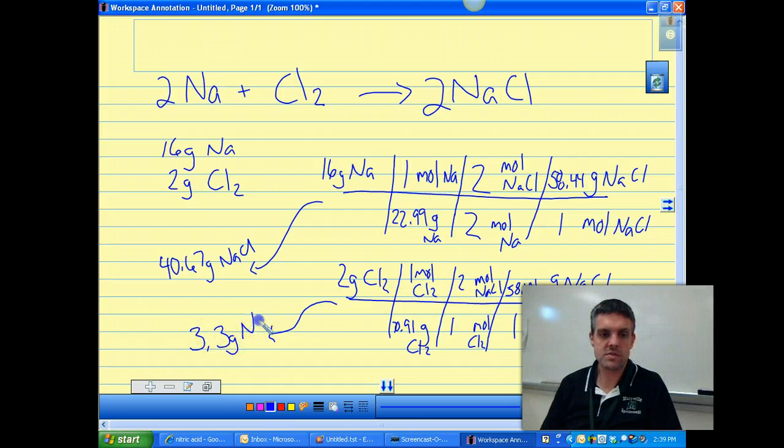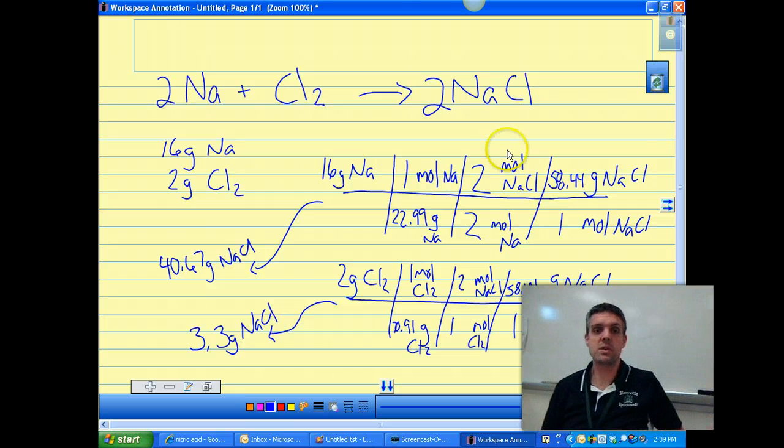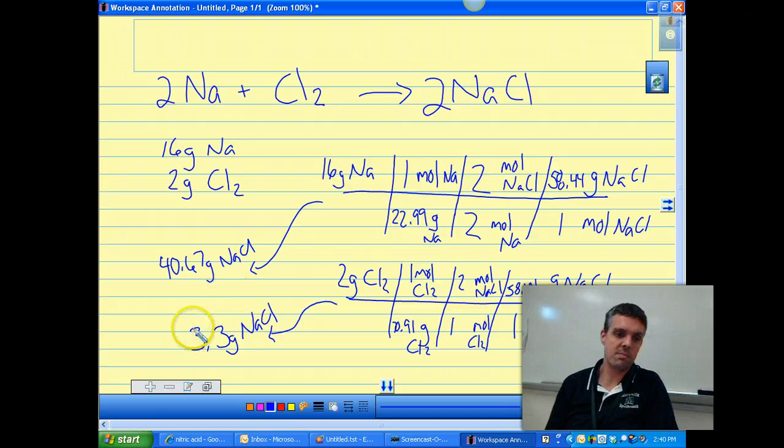But look at this, the 2 grams of chlorine held us way back. The 2 grams of chlorine was not a lot. It only let us make 3.3 grams of sodium chloride. All right, it's limiting us from making a bunch more. I got a lot of extra sodium left over. So I didn't make 40.67 grams. Although that value came out, I only made the smaller of the 2. The chlorine limited us, and so it's called the limiting reactant. It limited us to only 3.3 grams of product at the very end.